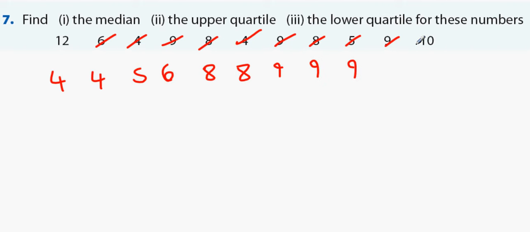And we have a 10. And we have a 12. Okay. The next thing we'll be asked to do is we need to find the median. Now, the median is the middle number. So let's count how many numbers we had in the first place.